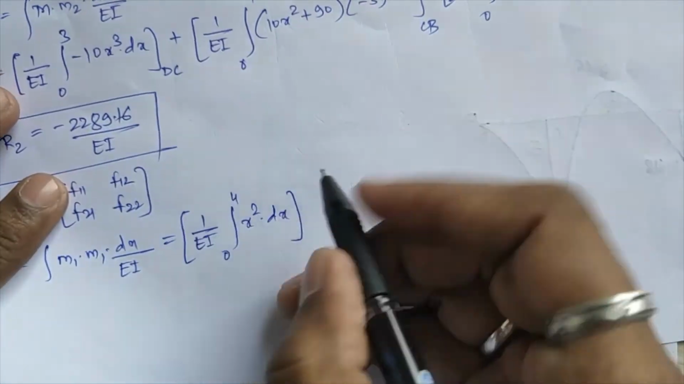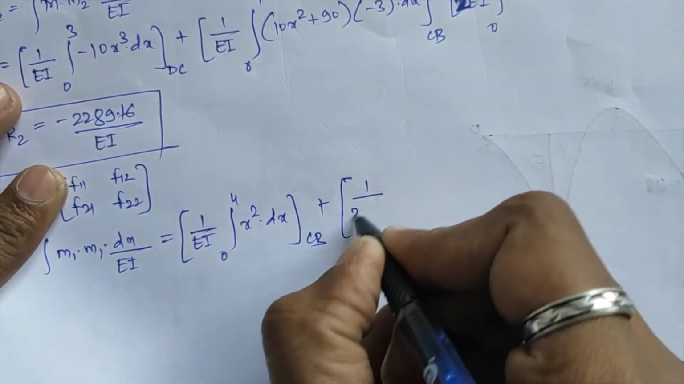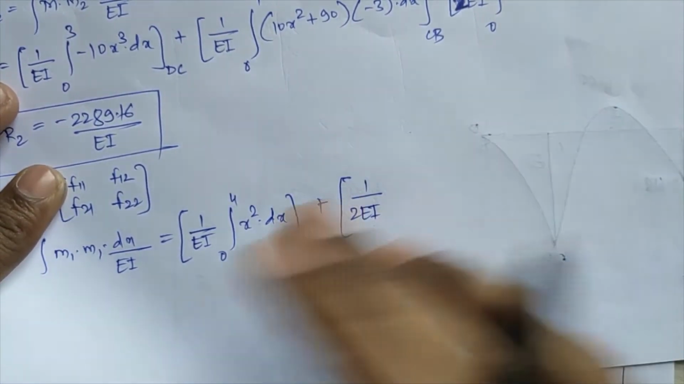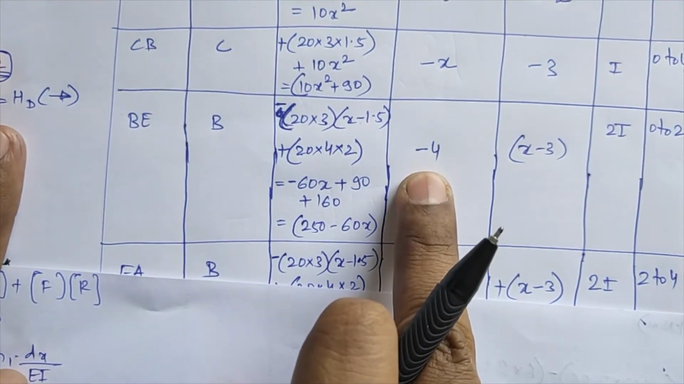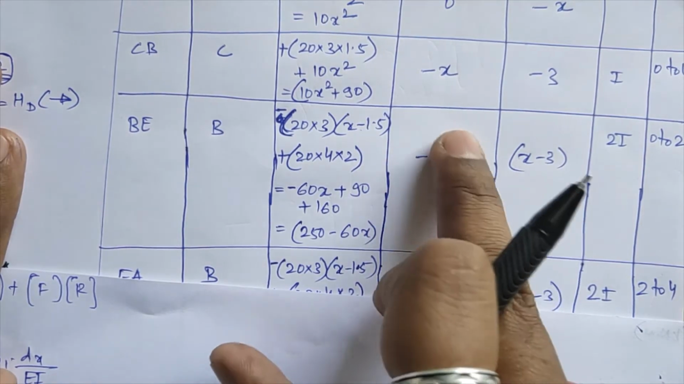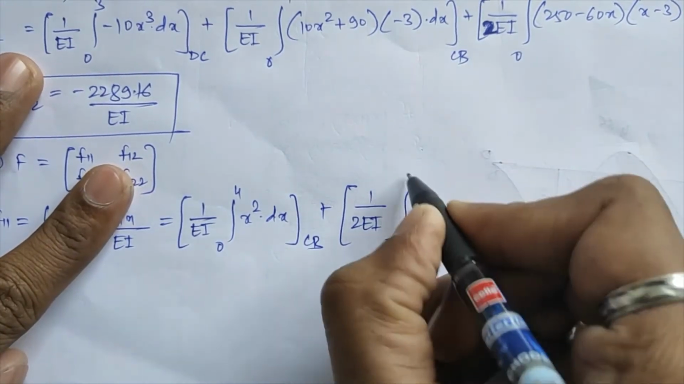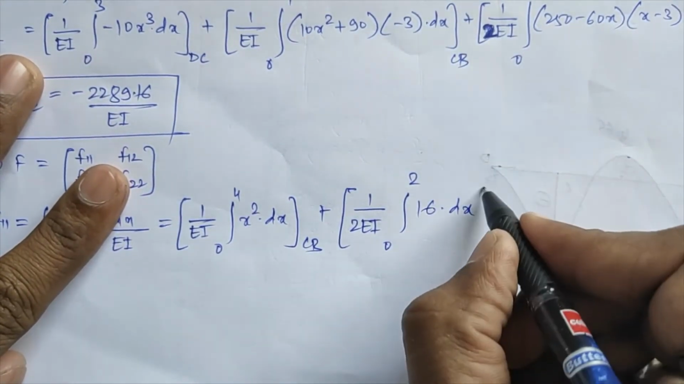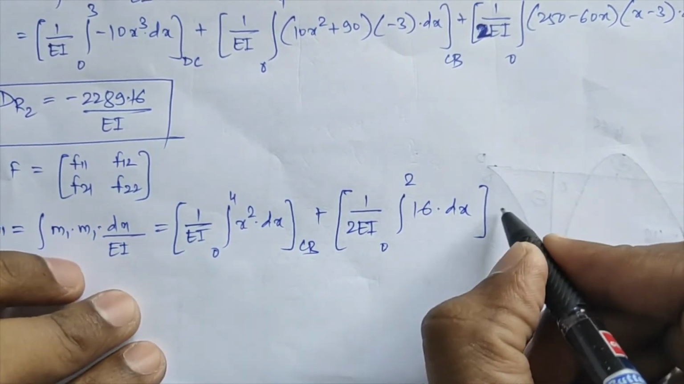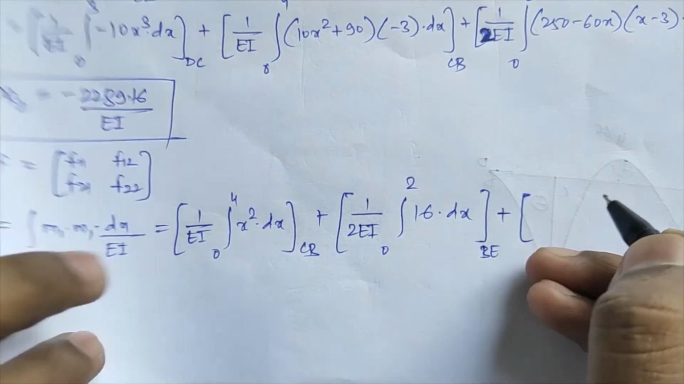plus next portion, 1 upon 2 EI, the value is given to you, that is the B portion. This I am getting as minus 4. So minus 4 into minus 4 becomes plus 16 within limits of integration from 0 to 2. So I will get 0 to 2, plus 16 into dx, plus this is for your second portion BE.